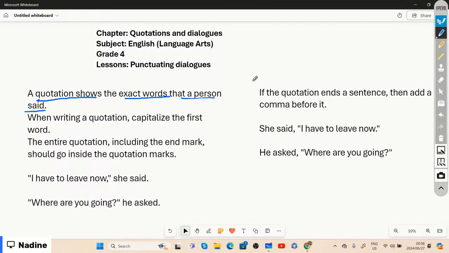All right. And so when we are writing a quotation, we need to capitalize the first word because it shows the start of what the person is saying, the beginning of the sentence, starting with what the person is saying.